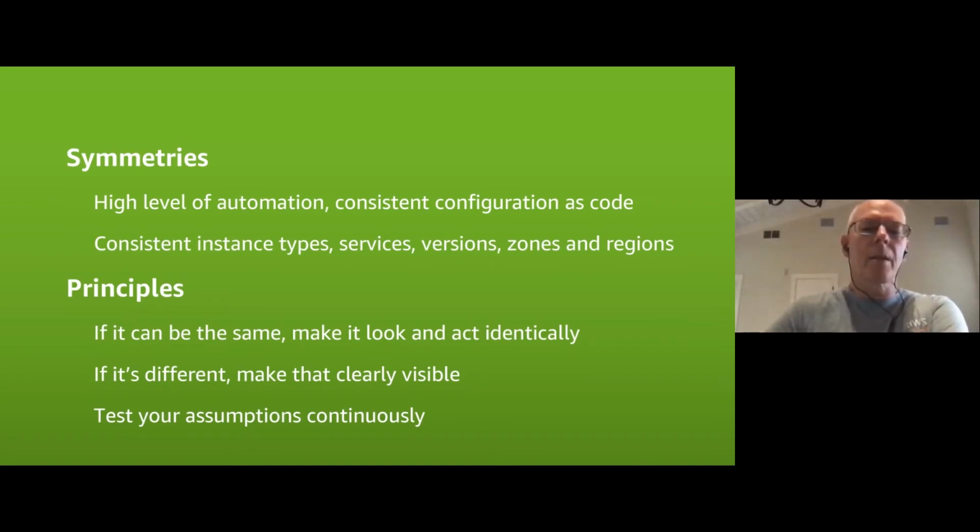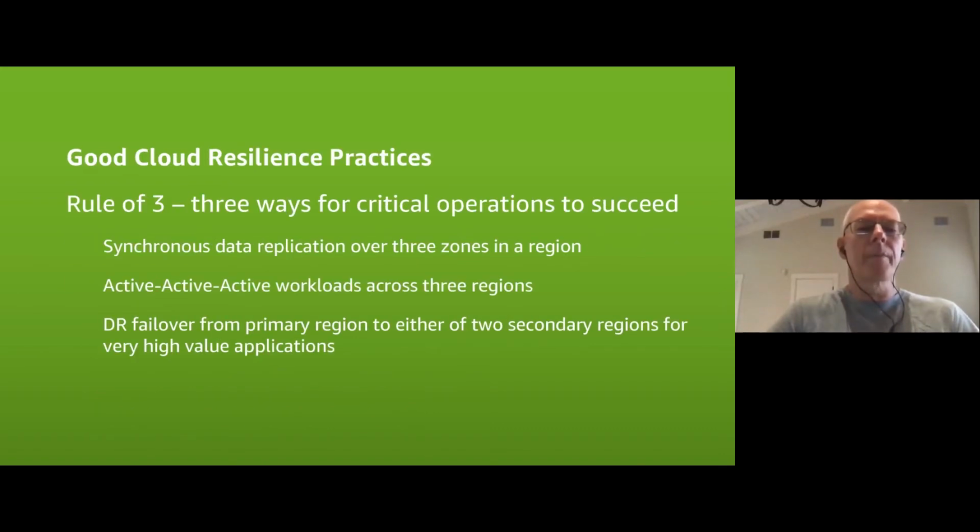If something is different, try not to paper it over and make it look the same because it's going to behave and fail in a different way. And then test those assumptions. This is the chaos engineering resilience test. You're testing the assumptions whether things really are the same and different, as well as other aspects of the failure.